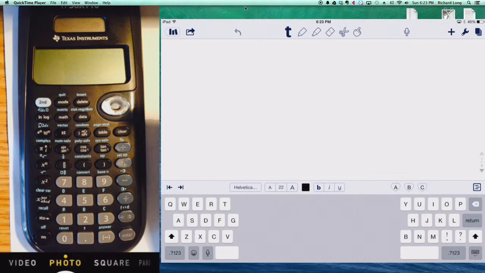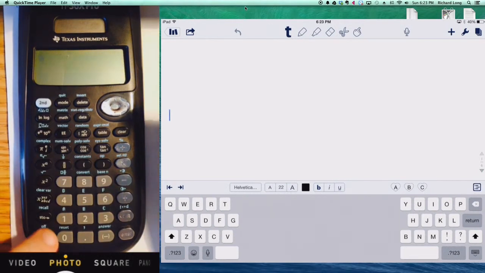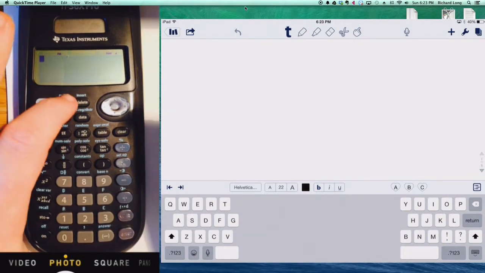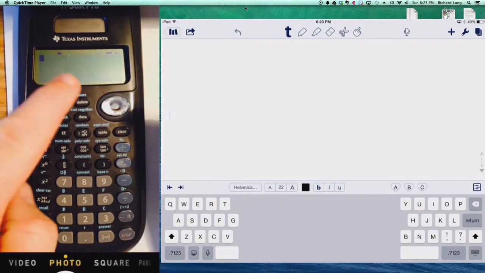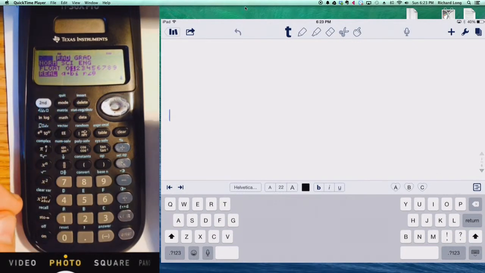So the first thing we want to look at with the 36X Pro is the modes, and see what we can do with modes in terms of setting the calculator up for use. Once you turn the calculator on, one of the key things you want to do is press the mode button, which is right at the top here. And there's a variety of things.